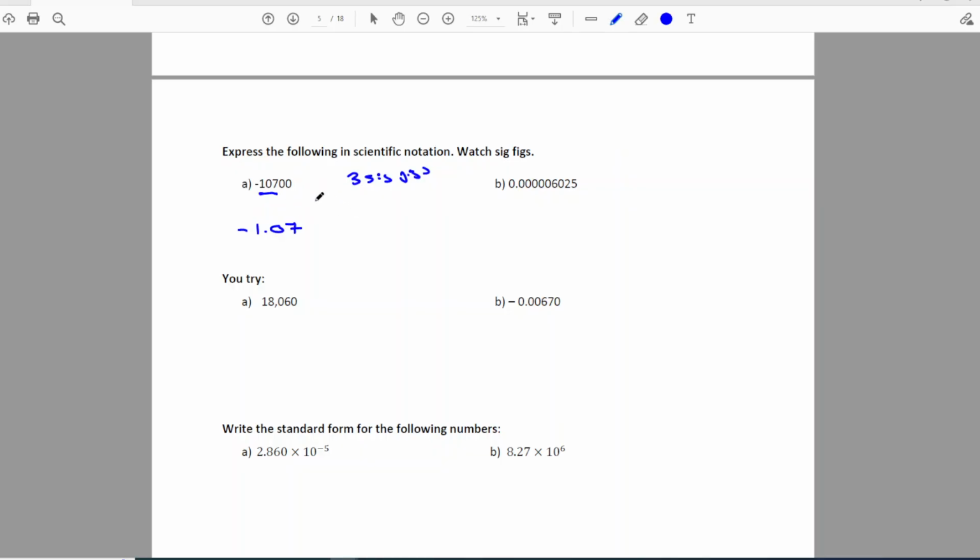I know where my decimal is going to go. So when I have 3 significant figures, I write them down, and I always make sure the decimal place is after the first number. Then where is my decimal place? Well, my decimal place is down here at the end, but it's not there, so these zeros were not significant. And I'm moving it 1, 2, 3, 4 places. So I'm going to put times 10 to the positive 4, right? Which means if I took this number and multiplied it by 10 4 times, I would get 10,700.